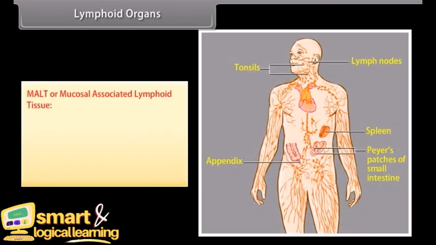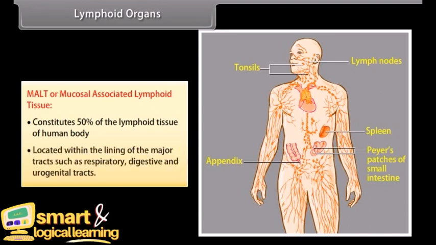MALT, or mucosal associated lymphoid tissue, constitutes 50% of the lymphoid tissue of the human body. It is located within the lining of the major tracts such as respiratory, digestive, and urogenital tracts.